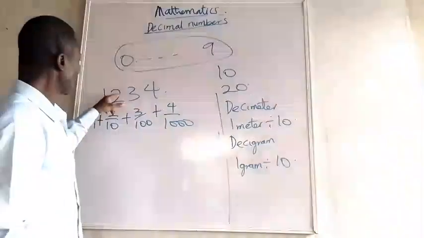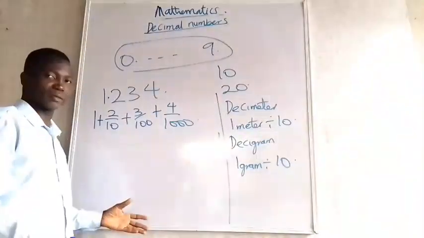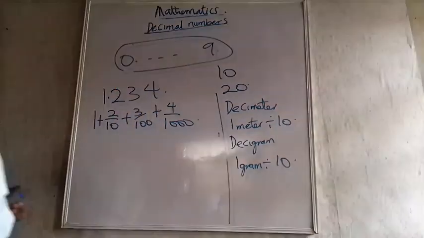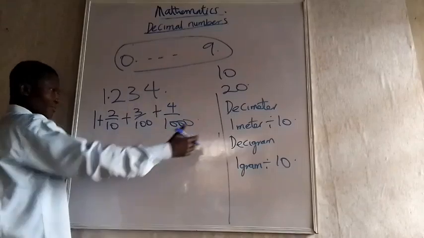Now, you can see 1 plus 2 over 10 plus 3 over 100 plus 4 over 1,000. Just have this in mind. It will always be like that.